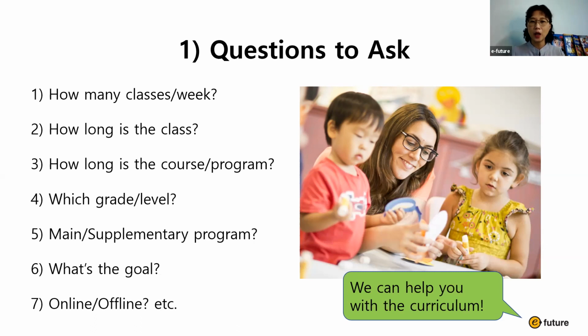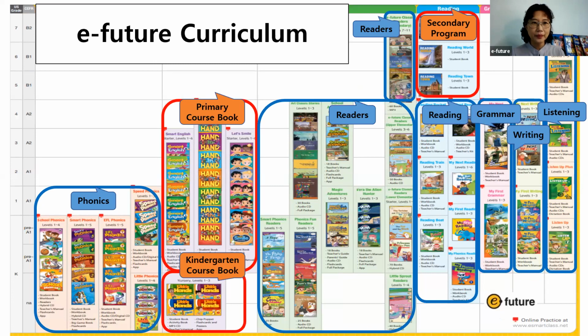And we can help you with the curriculum. We provide a curriculum consulting service, and I'll come back to that later. So let's look at eFuture curriculum. We have a wide range of books, from phonics to course books. We have primary course books and kindergarten course books, and readers. We have readers for secondary level as well, and secondary program. And we have all these skill books: reading, grammar, listening, and writing.